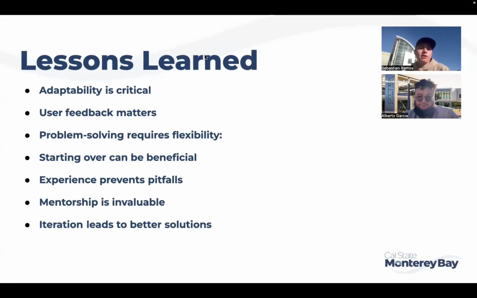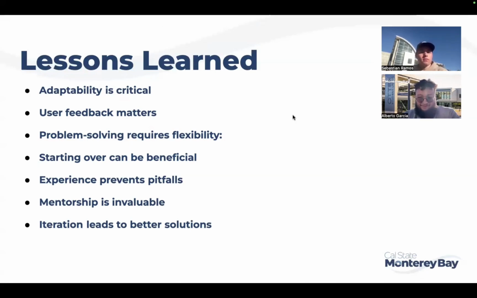And one more lesson I learned was that problem solving requires a lot of flexibility. Like I mentioned earlier, we had a really strong vision for this originally, and it just ended up not being possible to complete that vision. But we were able to be flexible with what we had to work with, and we were able to get a pretty good minimum viable product out.